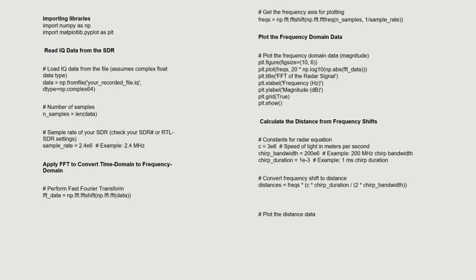Finally, this code calculates distances based on frequency shifts using the radar equation. Constants like the speed of light, chirp bandwidth, and chirp duration are used to derive distances, which can be plotted or analyzed further. This is basically the backbone of radar signal processing for distance estimation.